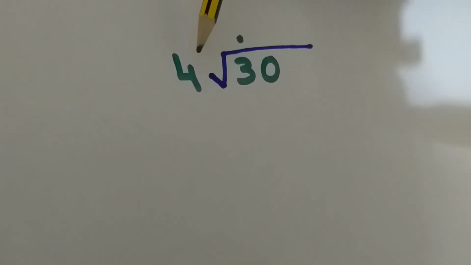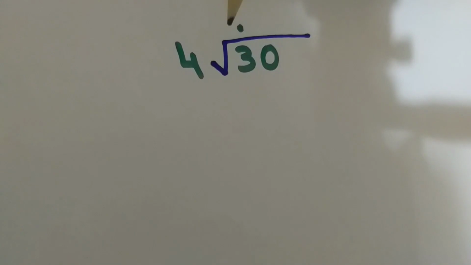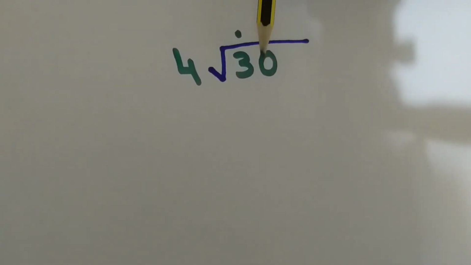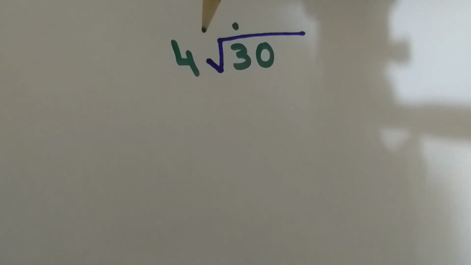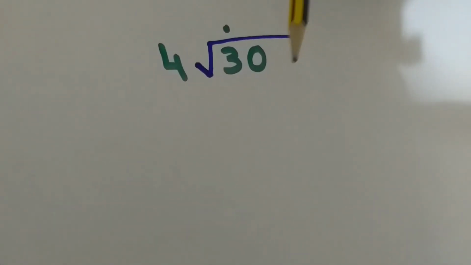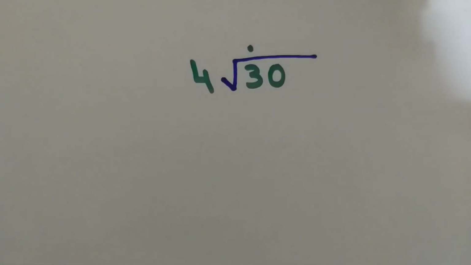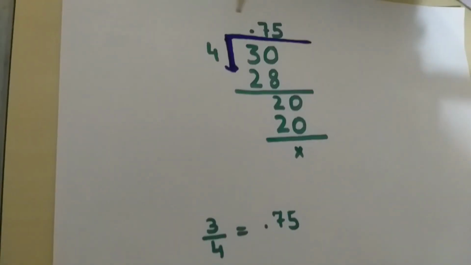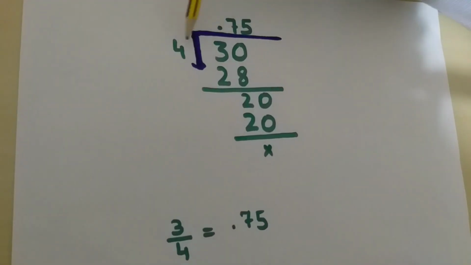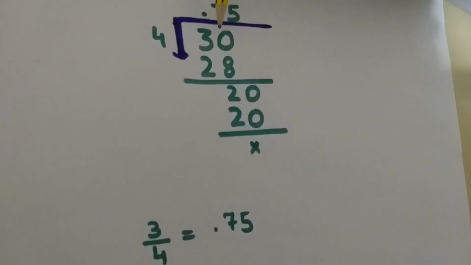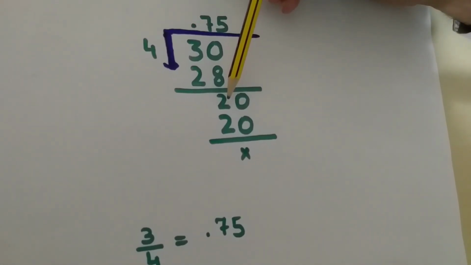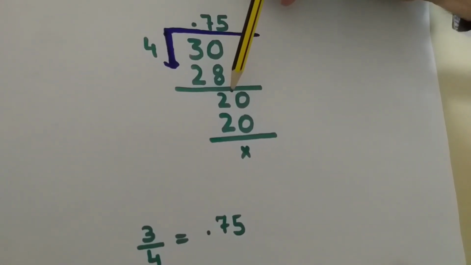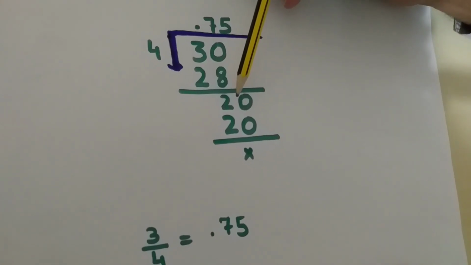Now look into the table of 4. How many times 4 is 30 or close to 30? So it is 7 times 4, which is 28, which is nearest to 30. So what I did is I wrote this number 7 here, and 7 times 4, 28, underneath 30. And the difference between 30 and 28 is 2. So that means we have to make another step to divide it further.